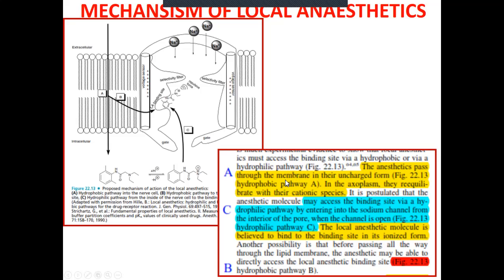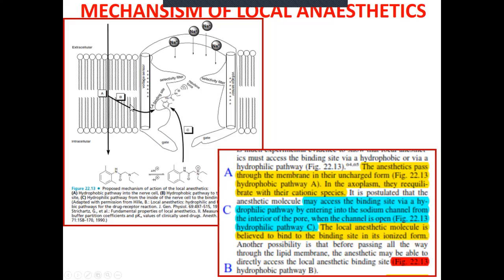The anesthetics pass through the membrane in uncharged form. They re-equilibrate with the ionic species. Inside this part, A becomes B. This is A and this is B. B is cation. See this positive side, cation. A is uncharged, so then only it can enter. Once it is B, it cannot enter from here. Okay, so this is extracellular and this is intracellular.